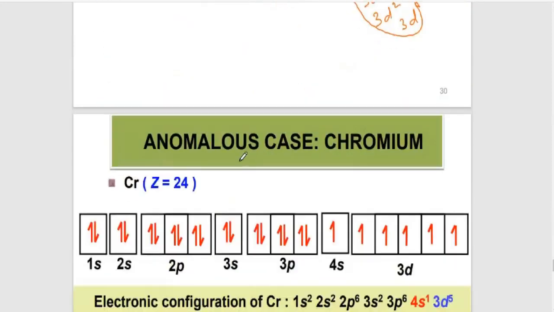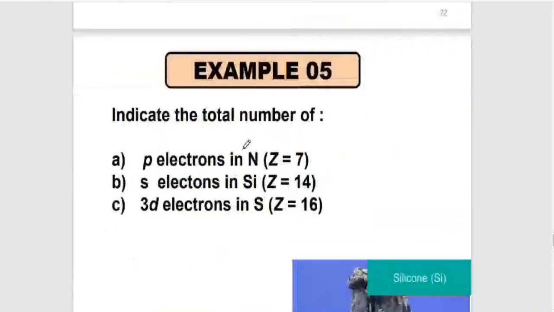Dan madam tengok apa yang special sikit. Nak terangkan. Okay, kita main sikit kat sini ya. Indicate the total number of p electron in Z equal to 7. Okay, I tak nak cakap apa. You kira, beritahu saya jawapan. Z equal to 7 means the proton number equal to 7. There are how many p electron?